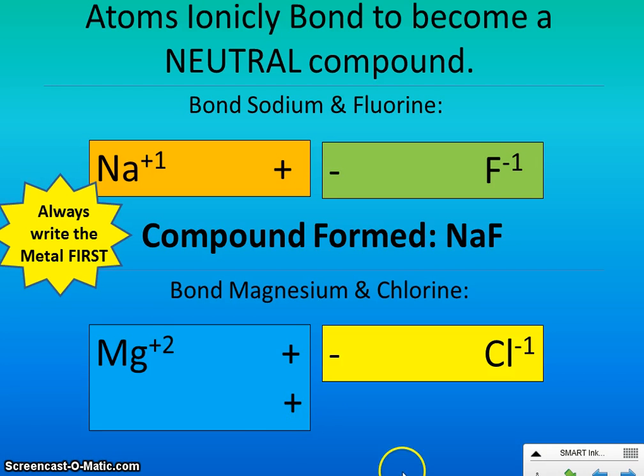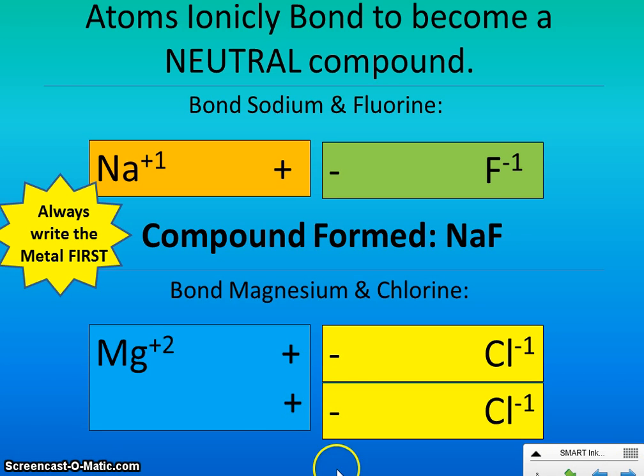So what we need to do is we need to throw another chlorine ion in there. Now these will cancel out and these will cancel out. You have 2 pluses and 2 minuses, overall that equals a 0 charge, which is the whole goal of bonding.